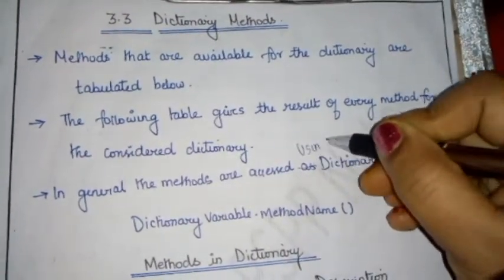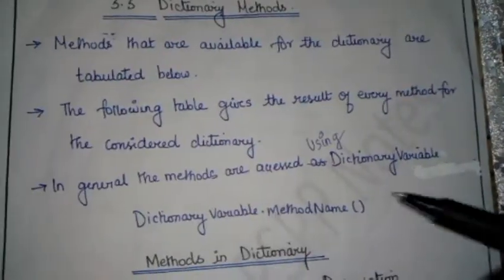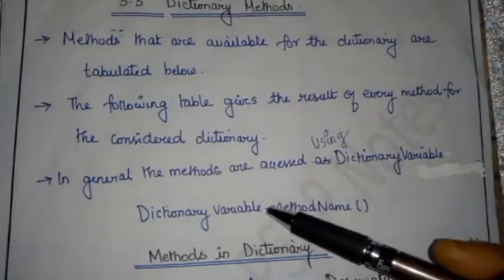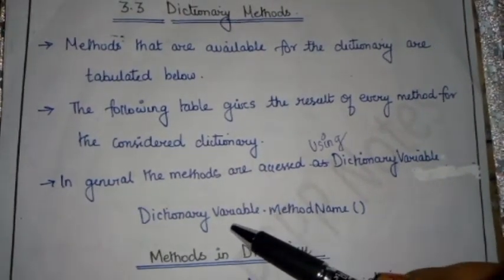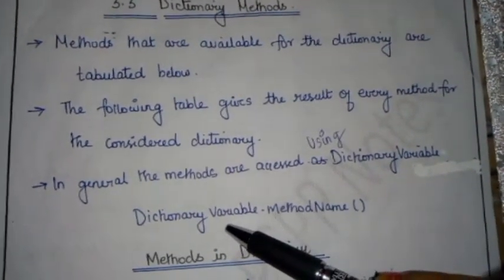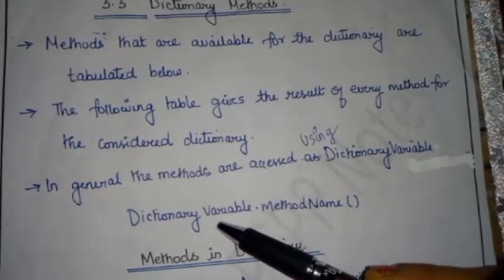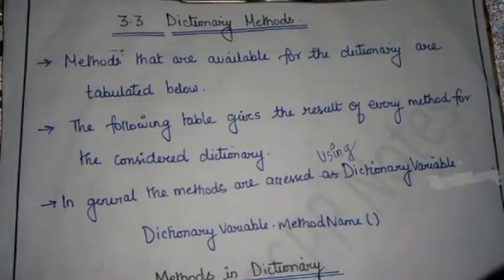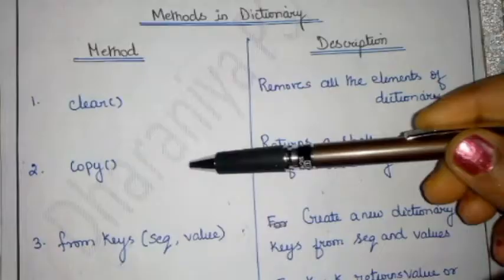As you know, a method is always accessed using an object, which is nothing but the dictionary variable which holds the values of the dictionary. So let's see the various methods available in dictionary. So these are the methods.